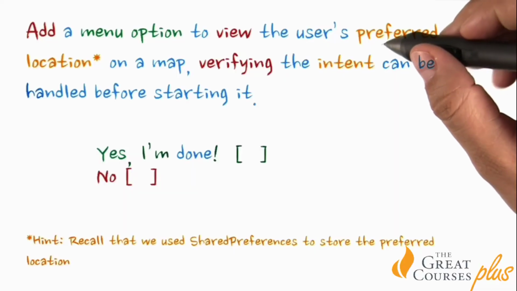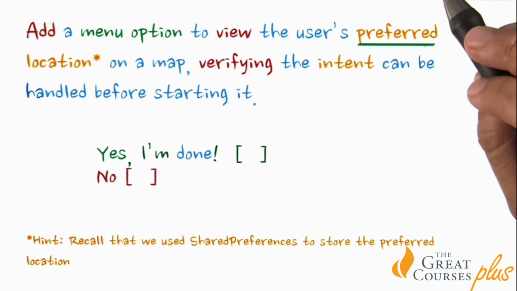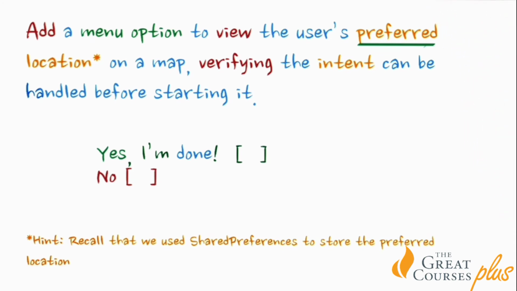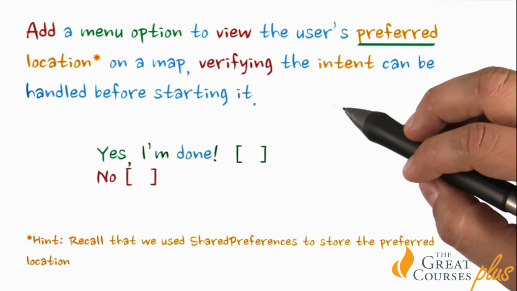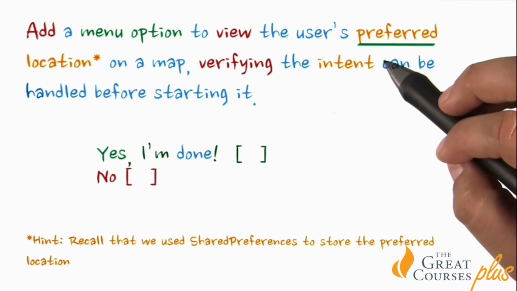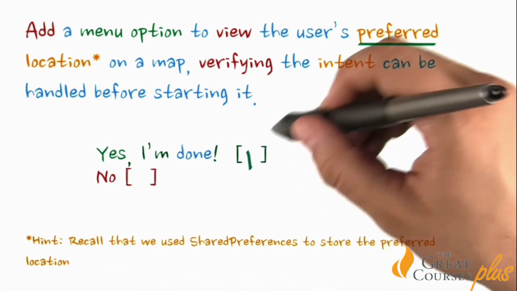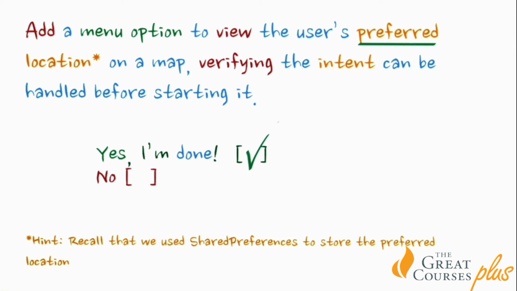Add a menu option to view the user's preferred location on a map. It will be handled by any Maps app that's available on your device. If there is no map app on your device, handle this case gracefully to avoid a crash. You might want to recall that we use shared preferences to store the preferred location. Done already. Let's go to the solution.